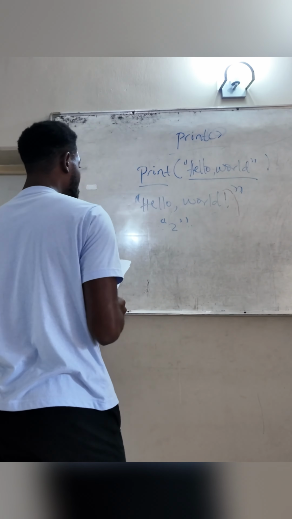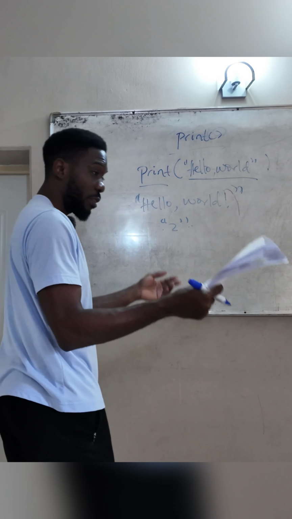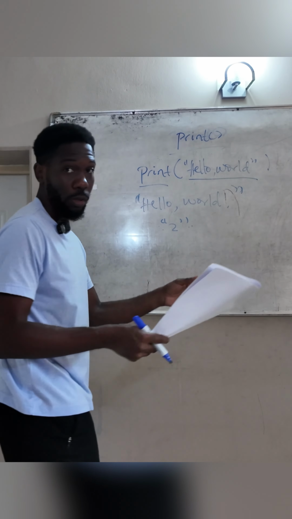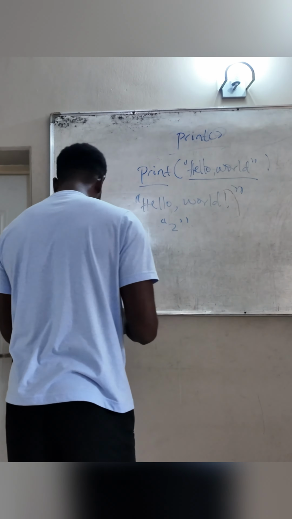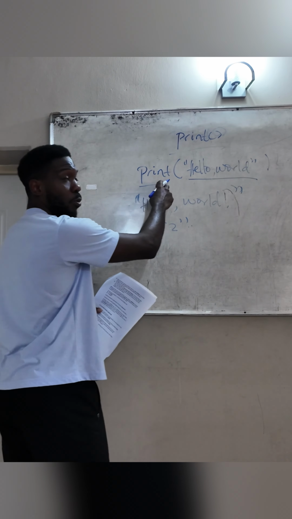So this is what we call data, right? So it's a data type, which is a string. We'll go into that later on, but I just want to be quick so that we can go into the coding aspect. Now, in this print hello world, right?